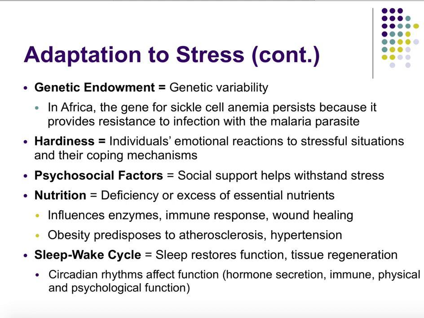Then we have psychosocial factors. So do you have a lot of support? The more social support you have around you, the better you're able to withstand stress. That's why there are a lot of support groups that are so important out there.